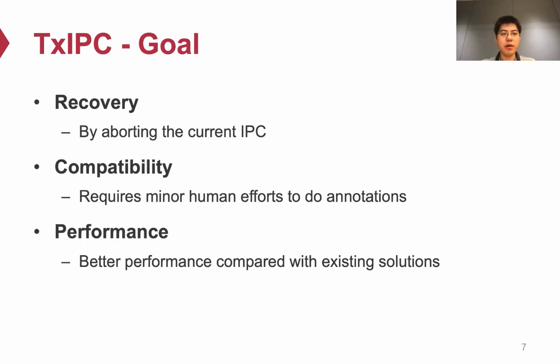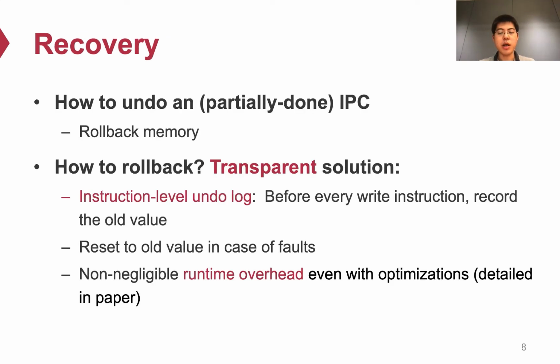Apart from recoverability, transaction IPC also aims at providing good compatibility by introducing only minor human effort to make an existing system server recoverable. The performance degradation incurred by transaction IPC should also not be substantial. We abort the currently executing IPC by rolling back all the memory modified by it.